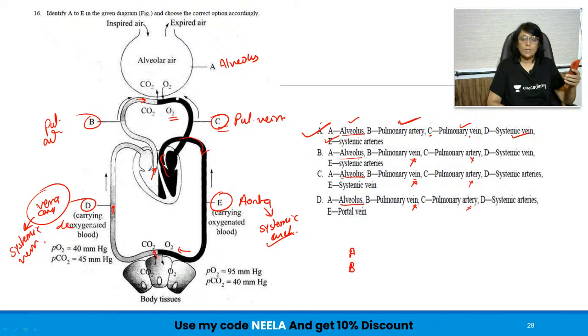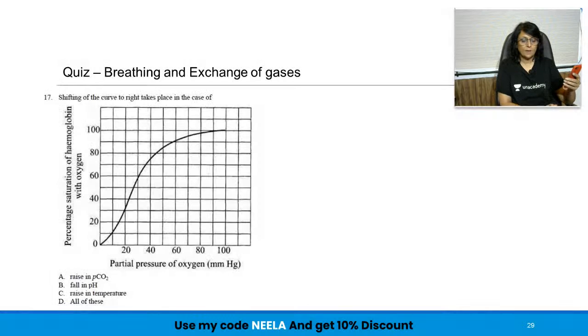Got it? So the easiest option is to label those structures and then match it with the options which are given. Okay, this is on oxygen dissociation curve. Let us see whether we are able to answer this question. This is 17th question. Seventeenth question, oxygen dissociation curve.